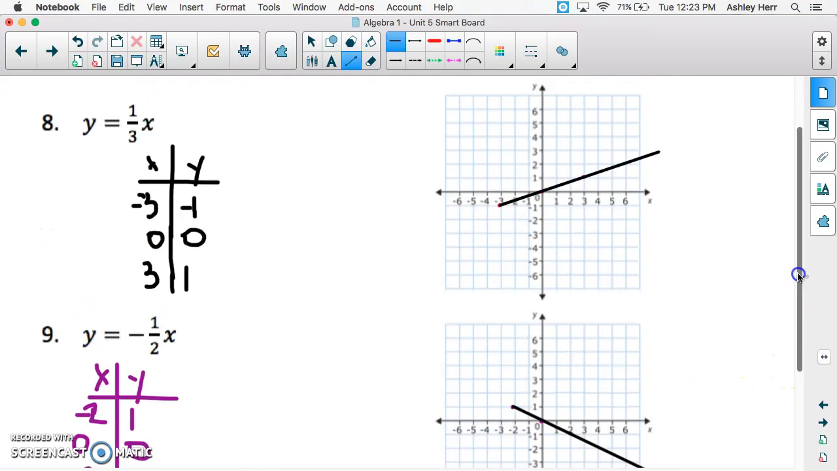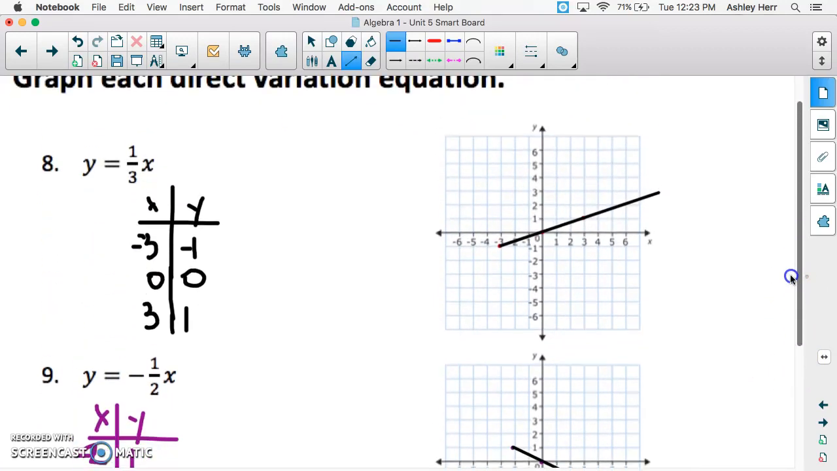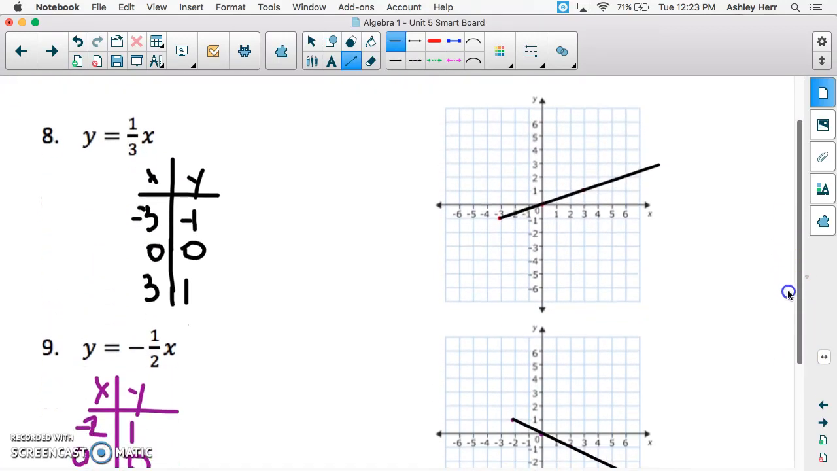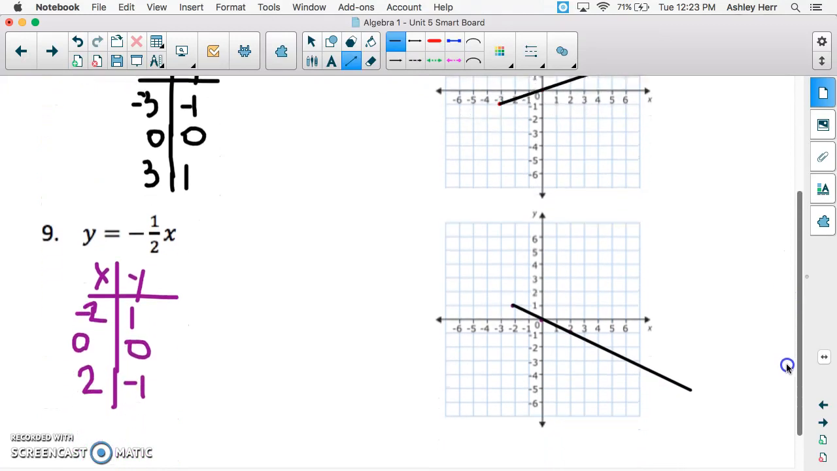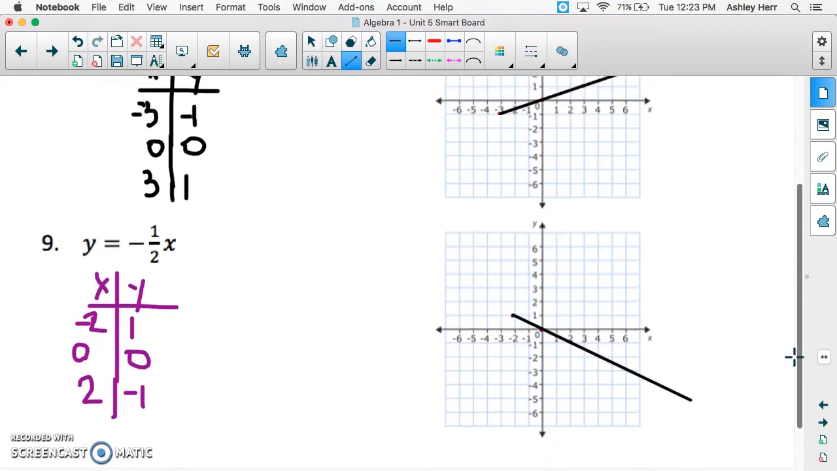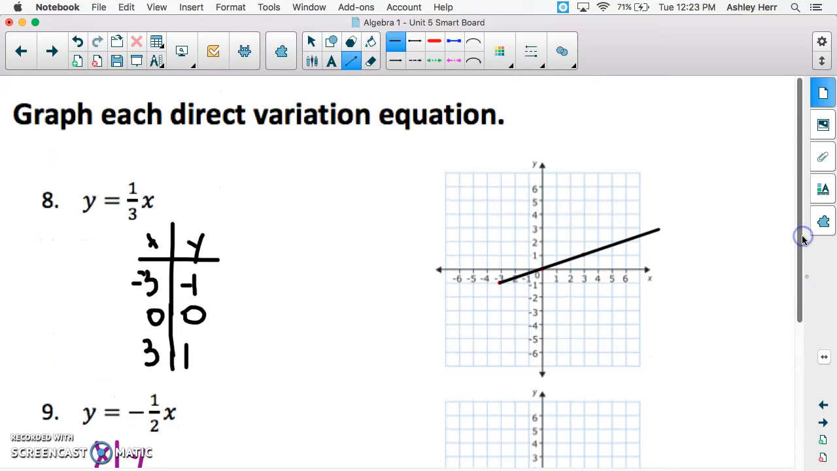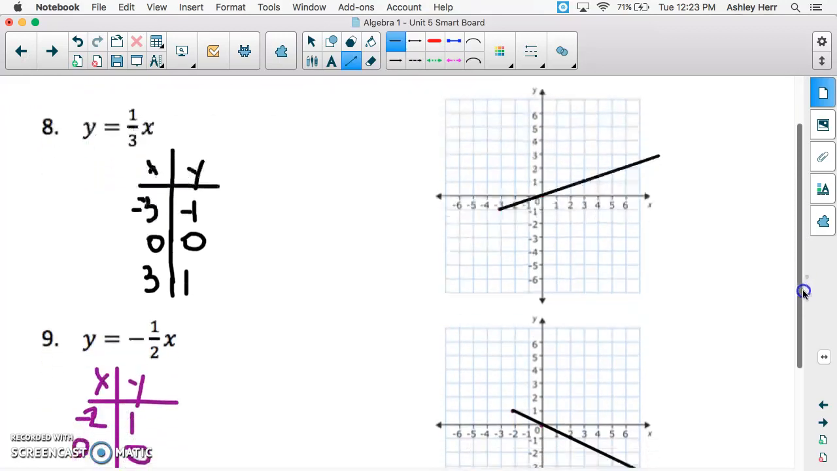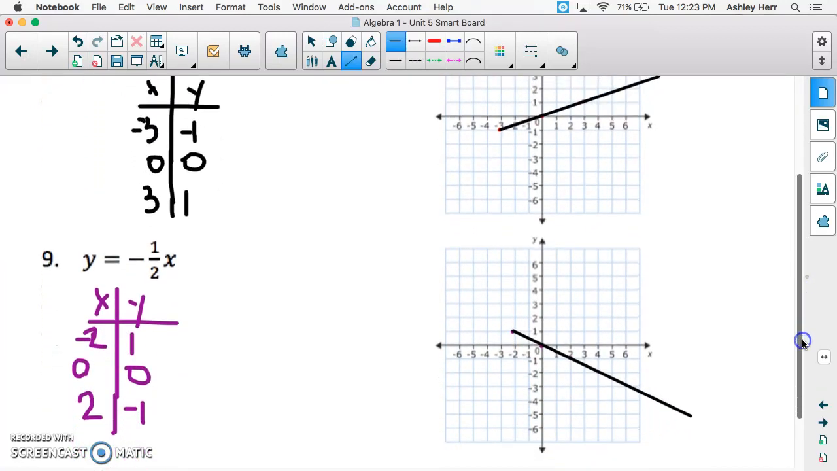Do you notice how both of these lines go straight through the origin? That is what is special with direct variation: it crosses at the origin 0, 0 because nothing is being added to it. We'll learn more about slope and the slope-intercept form in the next lesson. Every direct variation equation passes through 0, 0. That's how you can check yourself.